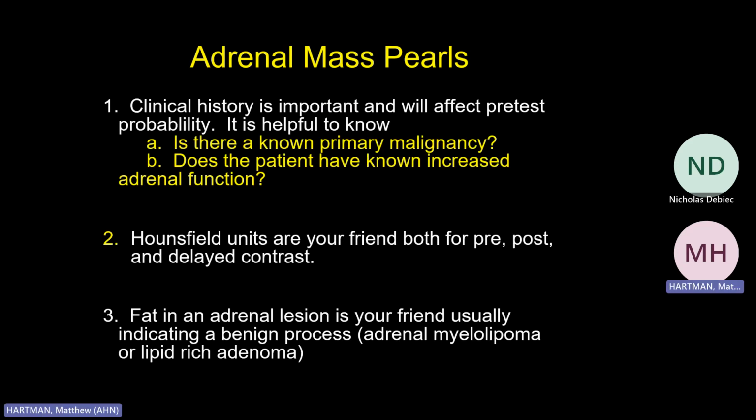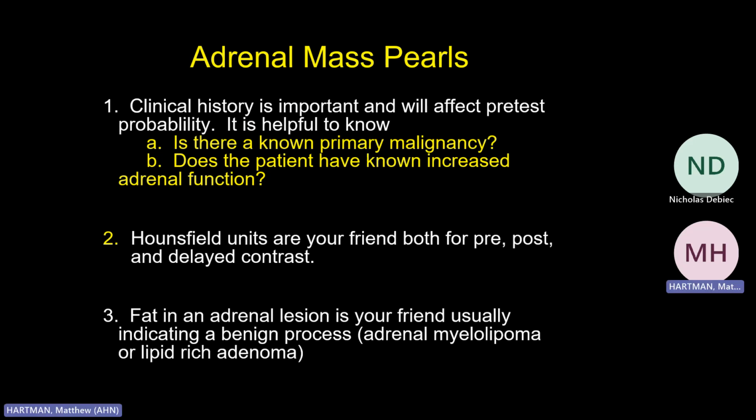So some helpful pearls as we evaluate adrenal lesions. Probably the most important one is clinical history. This is going to affect our pretest probability. We need to know if the patient has a known primary malignancy. It's also helpful to know if the patient has known increased adrenal hyperfunction. Are their VMAs elevated? Do they have hypertension?